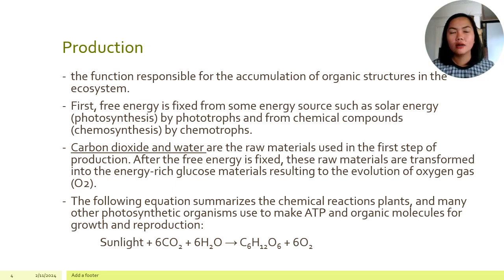So photosynthesis is the major process in the production function of the ecosystem. But of course, we also consider chemosynthesis as one function since they are almost the same thing. So that's it. That's the production function in the ecosystem.